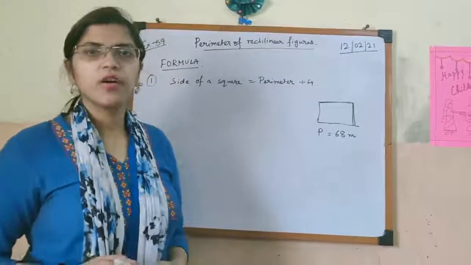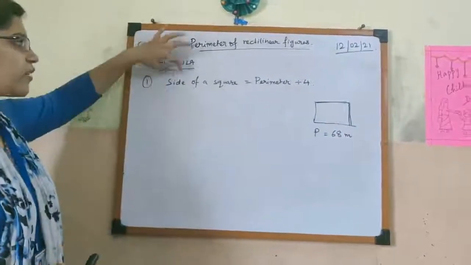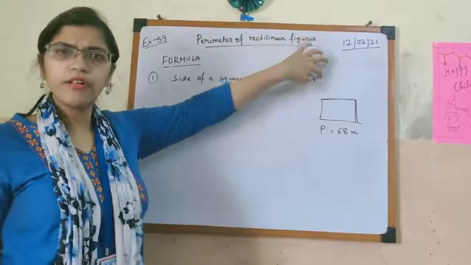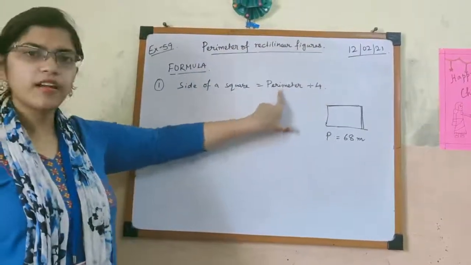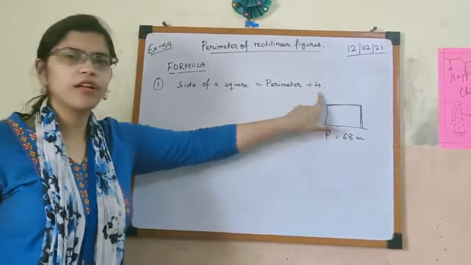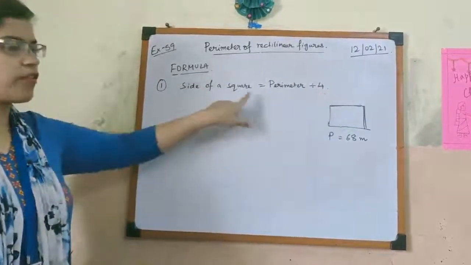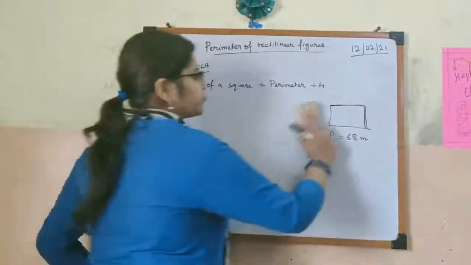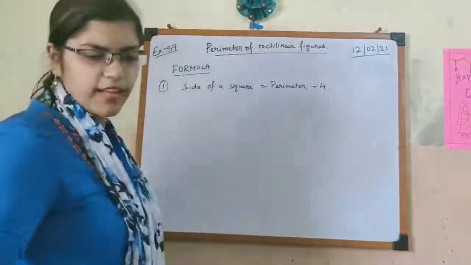So for that we can use this formula: side of a square equals perimeter divided by 4. That means if we know the perimeter, we can divide that number by 4 and we will get the side of a square. Okay, so now let us move on to the sum. First I am taking sum number 10.